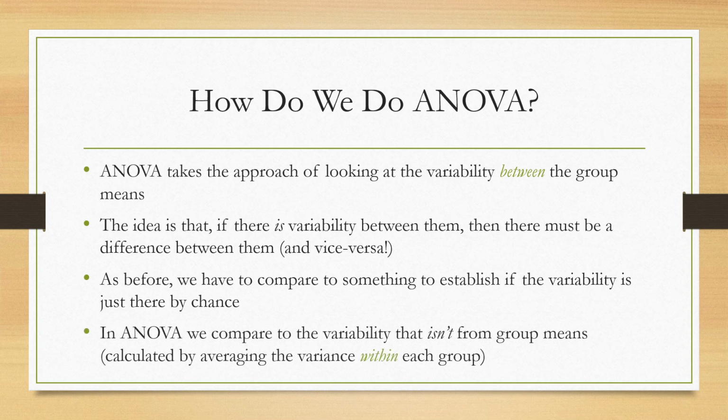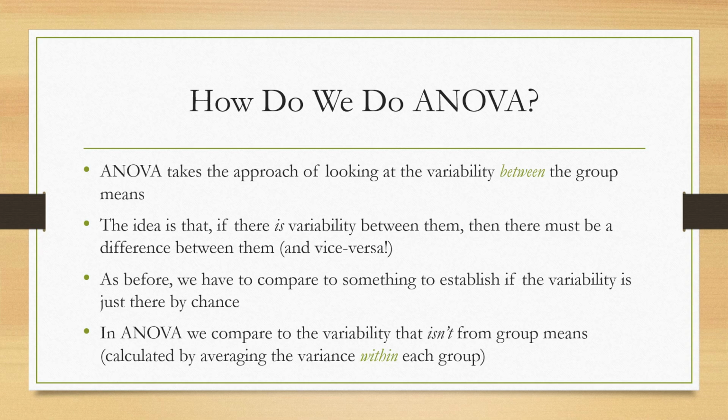In ANOVA, what we do is we take the variability between the group means and compare it to the variability that isn't from between the group means. So pretty much we have variability from the differences between groups and variability that's not associated with the differences between groups. And those are the two variabilities that we compare. Ultimately, the variability between the groups looks at each group mean and essentially calculates the variance of it.